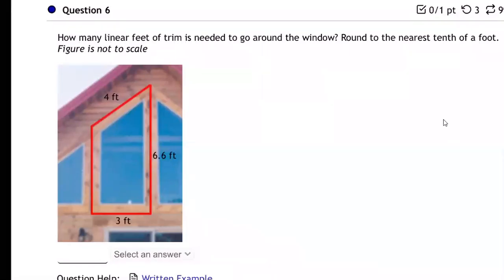Okay, so on this one, it's saying how many linear feet of trim is needed to go around the window. So they want us to say, here's this, I guess this is a trapezoidal shaped window. And so they're saying all the way around the window is how much?